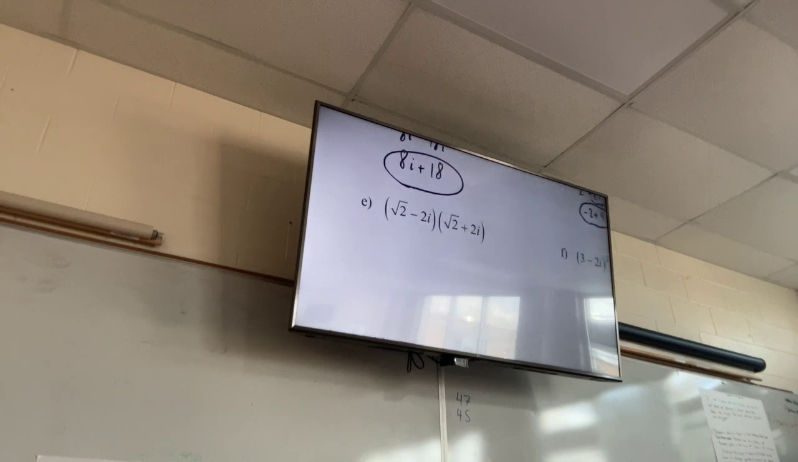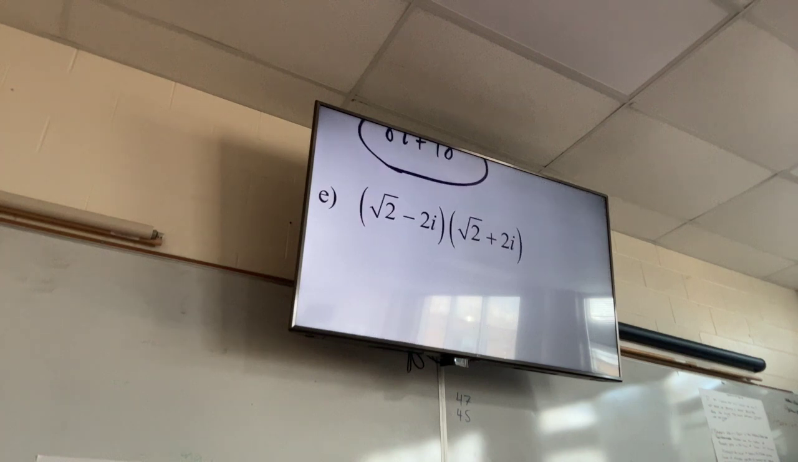All right, let's FOIL this one, okay? Root 2 times root 2. 2. Outer.